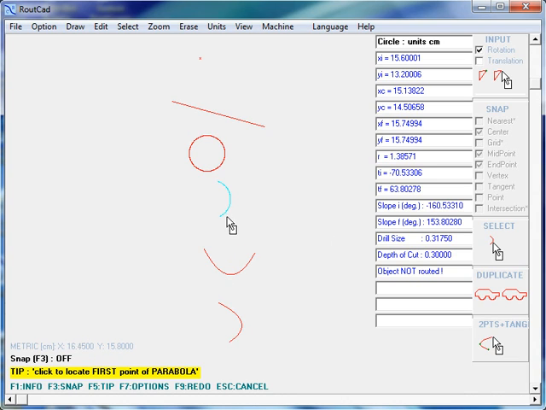Now the slope of the final point is 153 degrees. So if I would draw a horizontal line for my 0 degree and I go clockwise, I would go to 90 degrees and all the way to 153 degrees. That would be the slope.